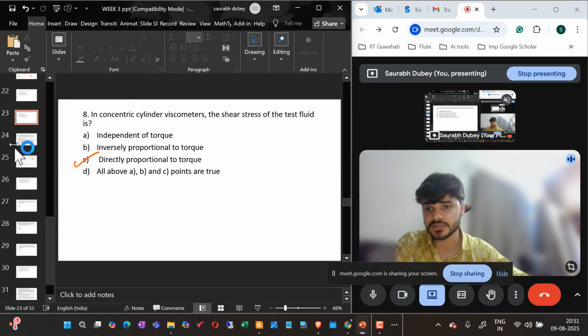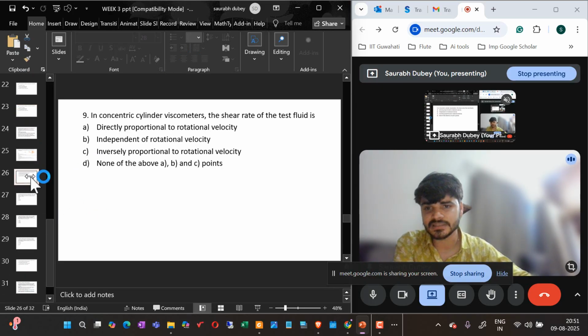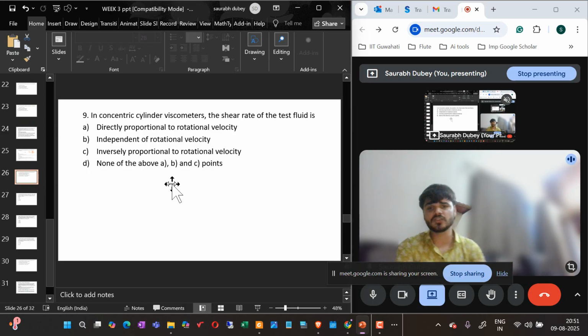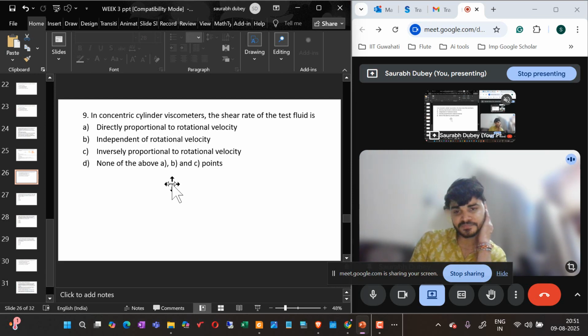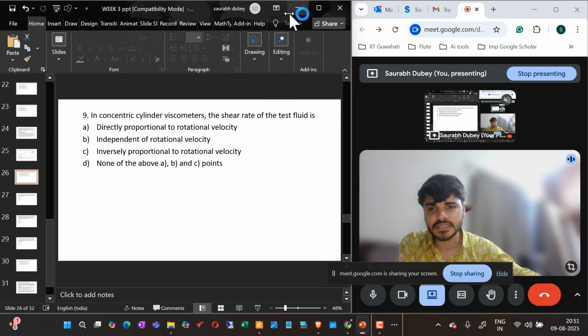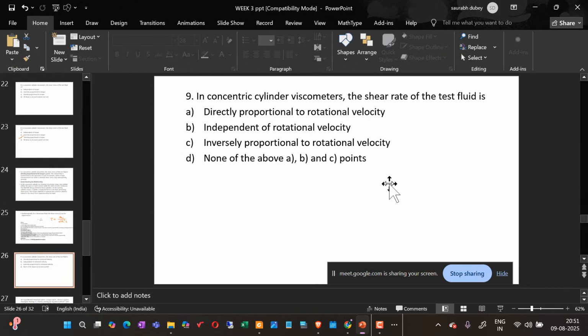Now the next question we are going for is the ninth question: in the concentric cylinder viscometer, the shear rate of the test fluid is what? Directly proportional to the rotational velocity, inversely proportional to the rotational velocity, or none of the above, A, B, C and D. The last question was about shear stress, and this is about shear rate.